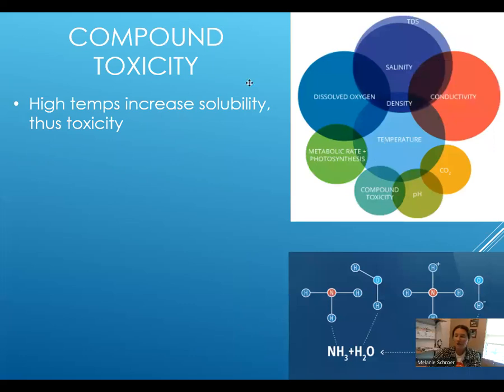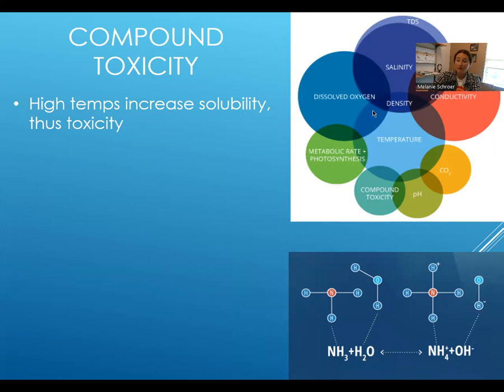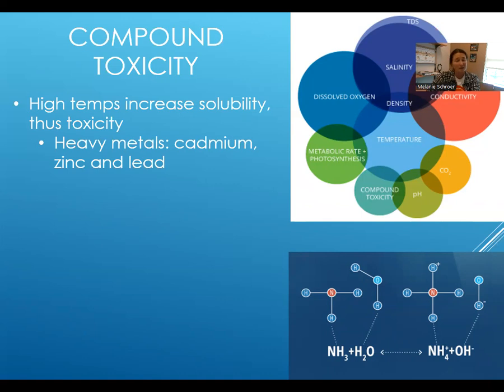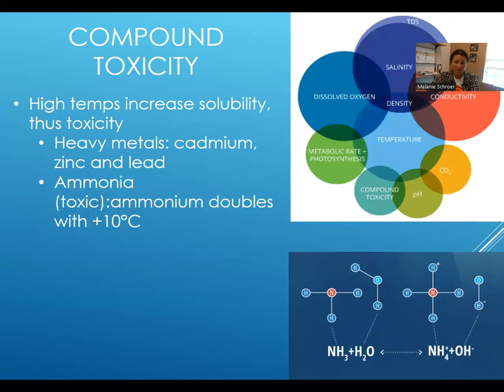Okay, so going back to this image right here, temperature, pH, CO2, dissolved oxygen, metabolic rate, and photosynthesis, all of these are intimately intertwined. Each is going to affect the other. Furthermore, as temperatures increase, they are going to increase the solubility of different compounds, and thus the toxicity of these compounds. So for example, heavy metals like cadmium, zinc, and lead are more soluble in water when the temperature is higher, and therefore more biologically available to organisms.